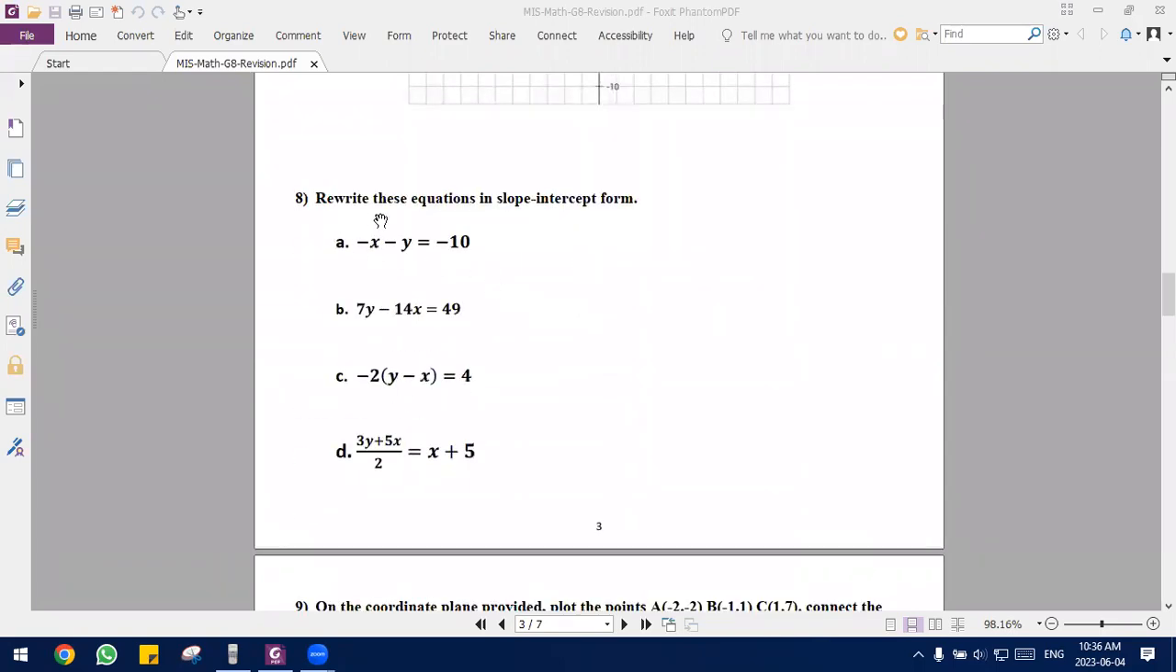Next one, write these equations in slope-intercept form. Again, slope-intercept form means y equals mx plus b. So you need to make sure that the subject is y. Now in the first one, as you can see here, we have y is a negative value. So I will take it to the other side to make it positive. Then when I take it to the other side, I have next to it minus 10. So also I will take minus 10 to the other side. So on that side, when minus y goes there, it will be y.